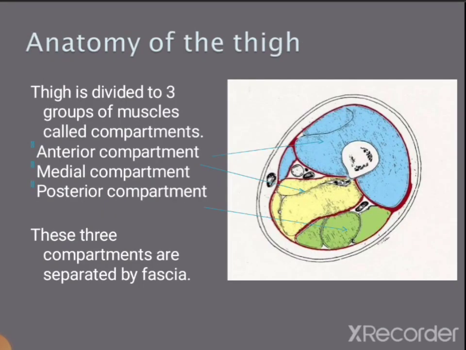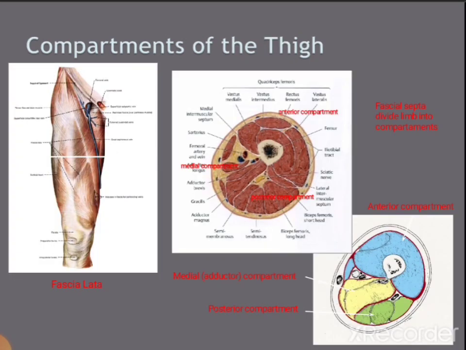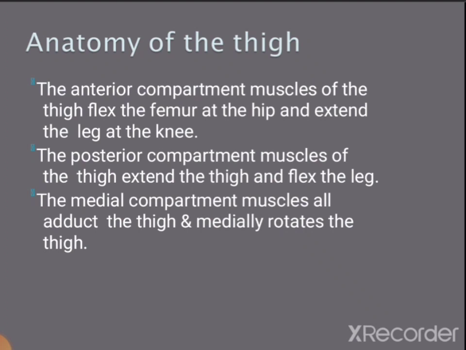Now the anatomy of the thigh. The thigh is divided into three compartments: anterior, medial and posterior, and they are separated by fascia. So here we can see the compartments of the thigh. Anterior compartment muscles of the thigh flex the femur at the hip joint and extend the leg at the knee. The posterior compartment muscles of the thigh extend the thigh and flex the leg. Medial compartment muscles all adduct the thigh and medially rotate the thigh.